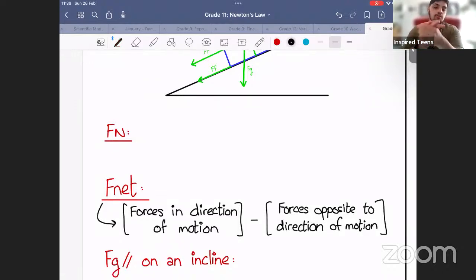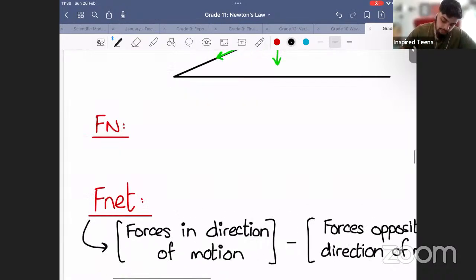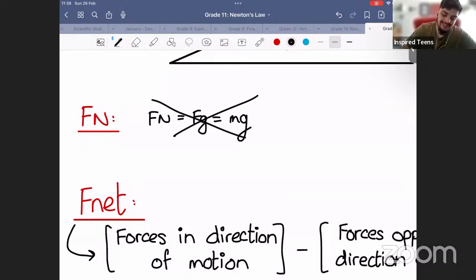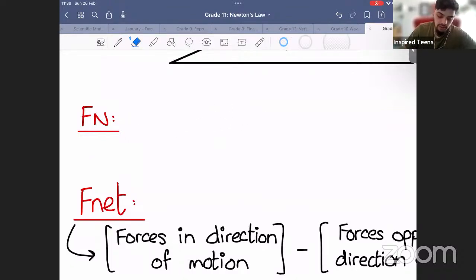Mg. Okay, I want you to take that mg and erase it out of your brain. F normal is not always mg, people. People like to assume that F normal is always equal to Fg, which is always equal to m times g. This is not always the case. It can change. In general, if you want a statement that tells you how to calculate F normal in every single question, you are going to use this.